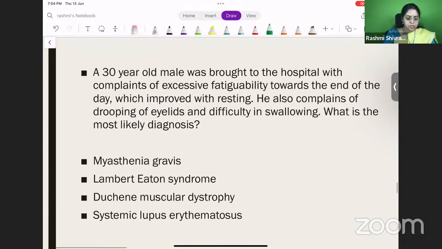A 30-year-old male was brought to the hospital with complaints of excessive fatigability towards the end of the day, which is improved on resting. He also complains of drooping of eyelids and difficulty in swallowing. So what is the most likely diagnosis? Is the patient having myasthenia gravis, Lambert-Eaton syndrome, Duchenne muscular dystrophy, or SLE? So what is the diagnosis?